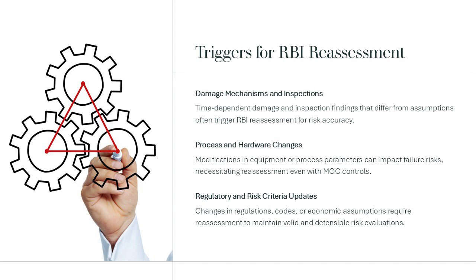Process and hardware changes are another major trigger. Equipment modifications, replacements, or bypasses can affect both probability and consequence of failure. Similarly, process changes such as altered chemistry, temperature, or pressure can activate new damage mechanisms or accelerate existing ones. Even when changes are managed through MOC and incorporated via evergreening, a reassessment may be needed to capture cumulative or systemic effects.